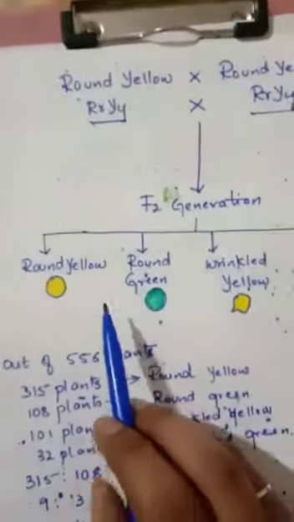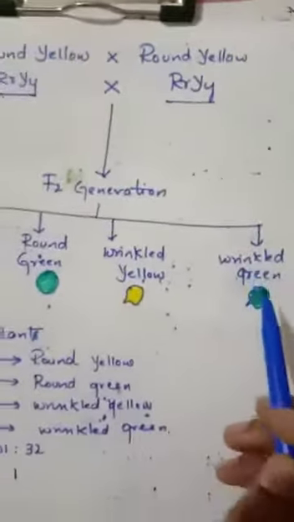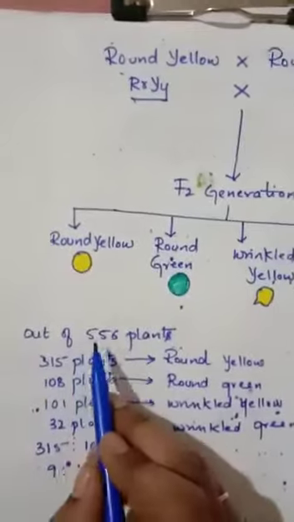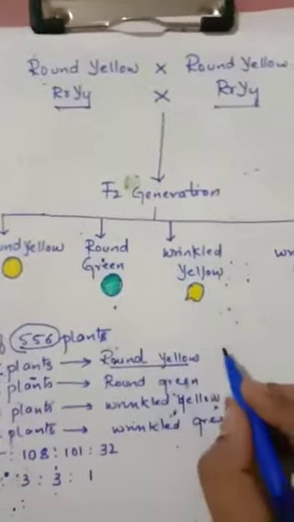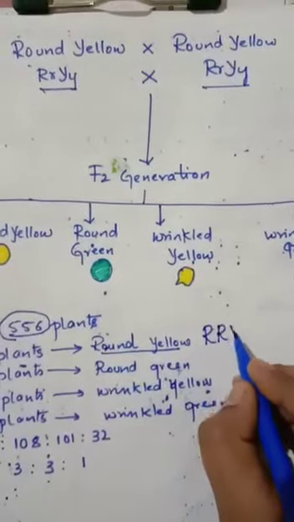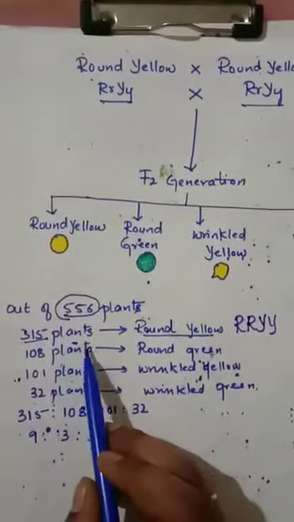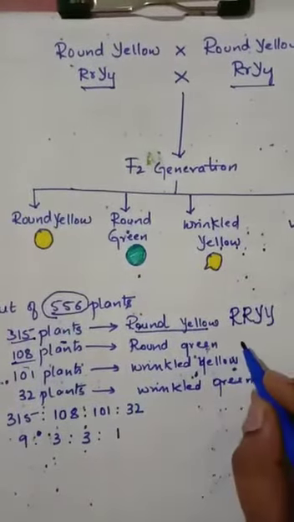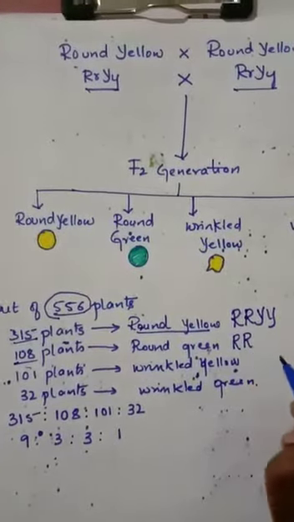Most of the plants will be round yellow, round green, wrinkled yellow and wrinkled green. So these are the different types of seeds we are getting in the F2 generation, right? Out of 556 plants, 315 plants are round yellow. Round yellow in the sense capital R, capital Y. So 315 plants have been obtained in the F2 generation out of 556 plants. 108 plants were round green. Round is the genotype, that is capital R and capital R.